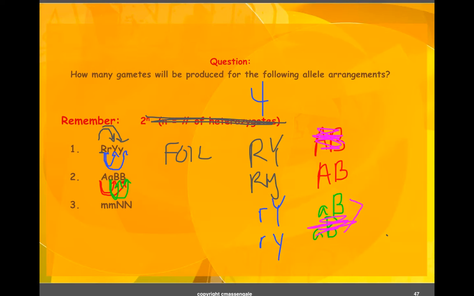On the third one, lowercase m goes with capital N. The first lowercase m goes with the second capital N. Now the second lowercase m goes with the first capital N, and the second lowercase m goes with the second capital N. Here, they're all the same. So really, how many different gametes can form? In this case, only 1.